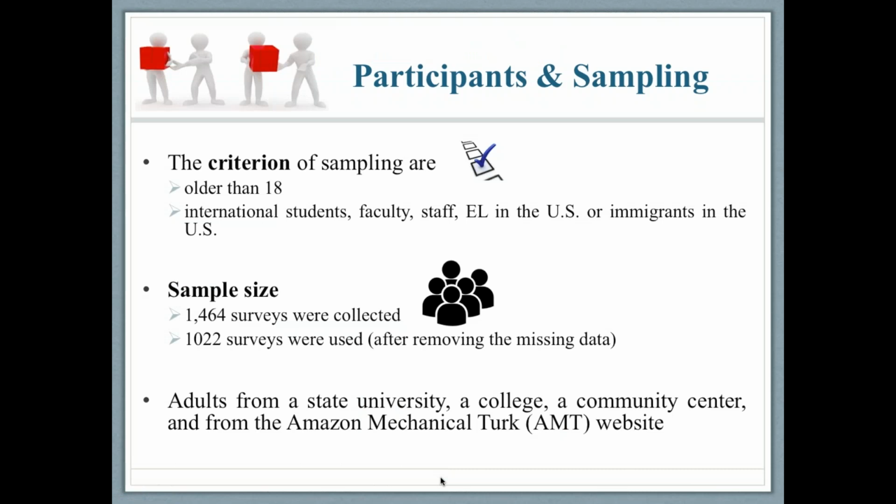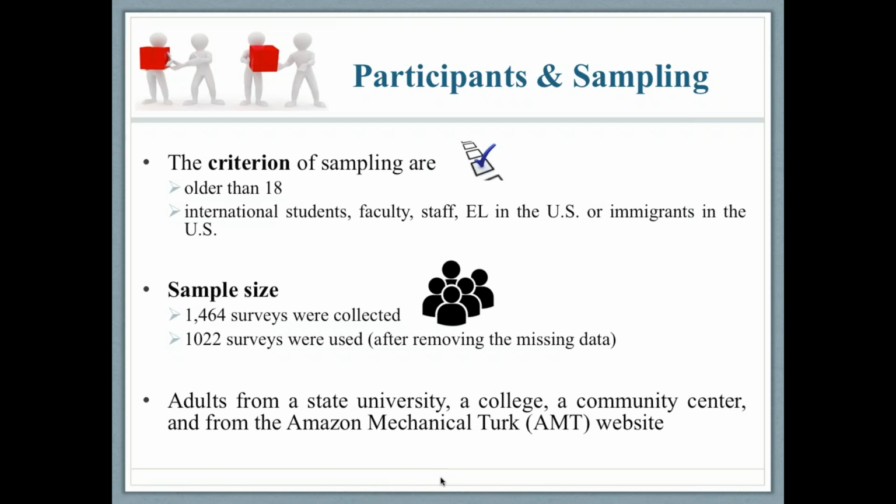Okay, the criterion was being older than 18, because I work with adults. Those ethnic minority people would be international students, faculty, staff, or English language learners in the US, or immigrants living in the US. They were not supposed to be getting education in a US institution, but they were supposed to be basically using English as a second language.